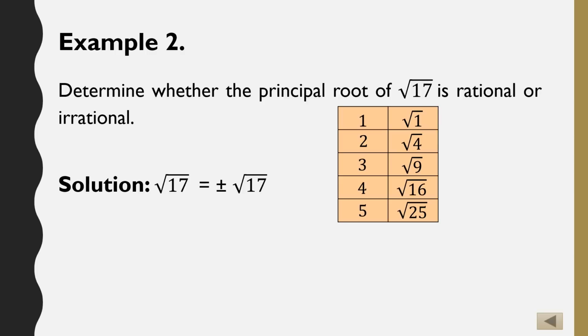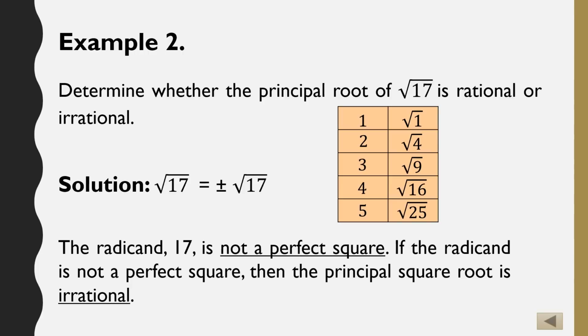Dahil walang whole number na kayang i-multiply sa sarili niya at ang kalalabasan ay 17, so ang sagot ay iyon pa rin. Lalagyan lang natin or dadagdagan lang natin ng positive or negative symbol, katulad nito. And then, kokopyahin natin yung given. The radicand 17 is not a perfect square. If the radicand is not a perfect square, then the principal square root is irrational.